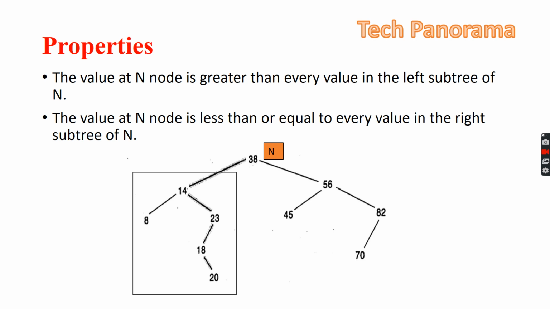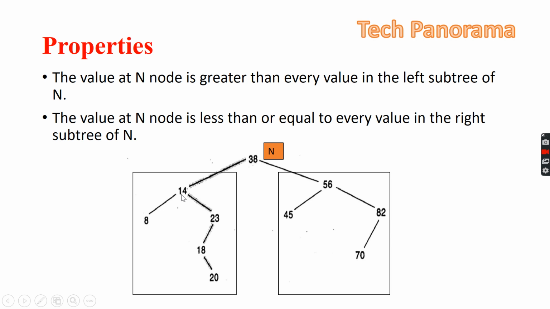And the second property is that the value at the nth node is less than or equal to every value in its right subtree, as the right part of the nth node has the values 45, 56, 82, 70. All these values are greater than 38. This property also applies to the left subtree and the right subtree.